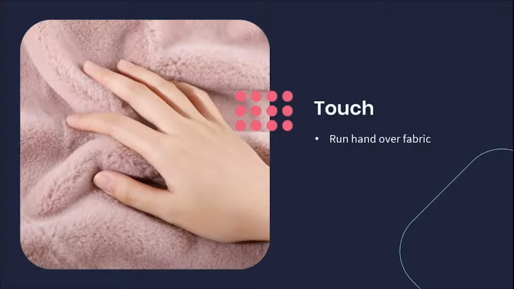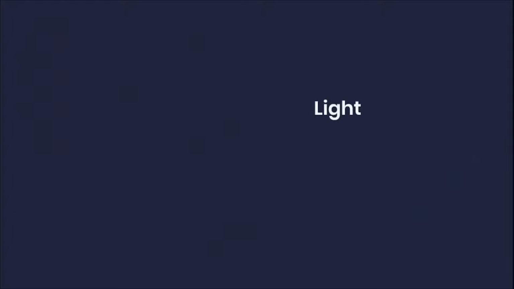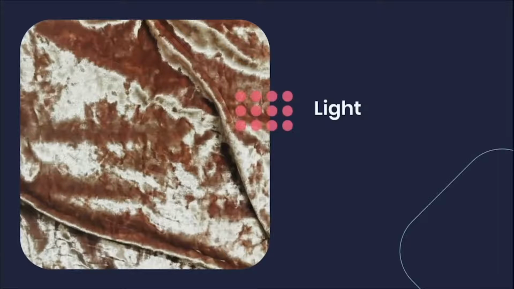If the fabric has nap, the fibers will feel smooth in one direction and slightly rougher in the opposite direction. When it feels smooth, it is the direction of the nap, also referred to as the downwards direction. When it feels rougher, it is against the nap, and this is known as the upward direction. Light is the second method.